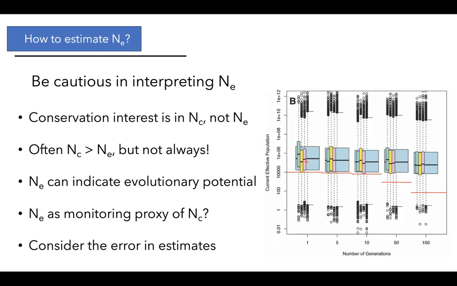There are other ways you can use NE. So NE can be used to maybe indicate the evolutionary potential of a population, the amount of genetic diversity that's in a population. If you have a small population, you might use something like LD, that linkage disequilibrium method, as a monitoring proxy of NC. I'd have a lot more confidence in using NE that way. But you always need to consider the error in your estimates and not just pay attention to the point estimates.